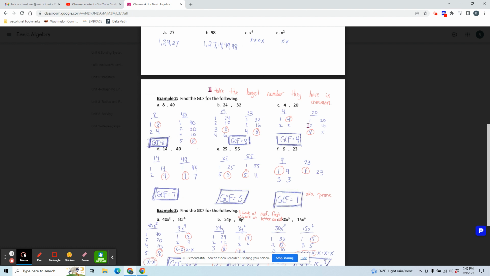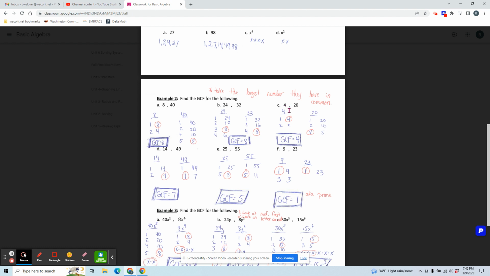I am circling the largest number they have in common. Right? That's what the greatest common factor is. So yes, they have a 1 in common. Yes, they have a 2 in common. Yes, they have a 4 in common. But I'm focusing on the largest, the greatest. So in this case, it is an 8. So my GCF is 8. For letter B, I'm listing all of my factors of 24, listing my factors of 32. And once again, my greatest common factor is 8. And I do the same thing for letter C.